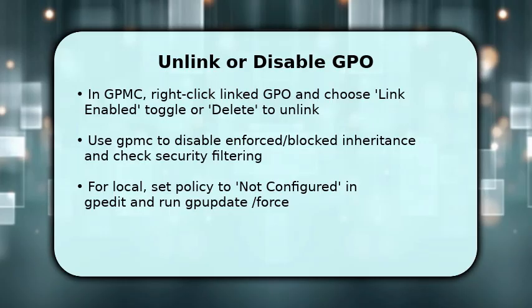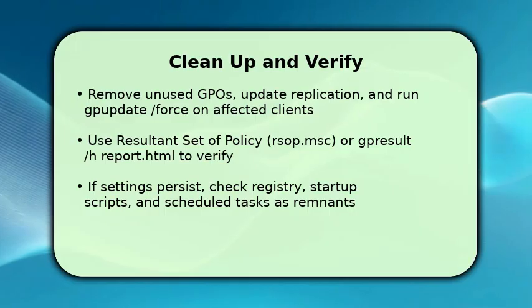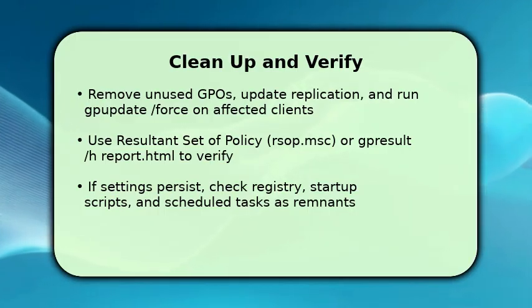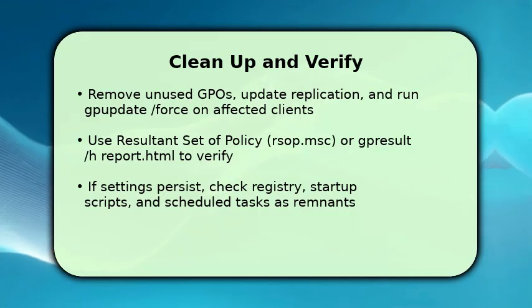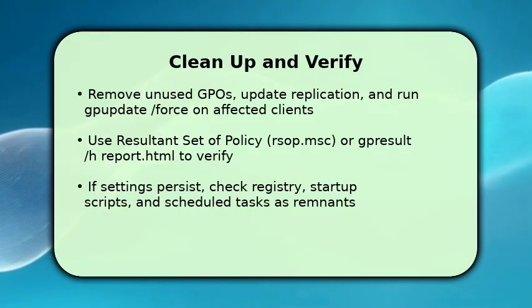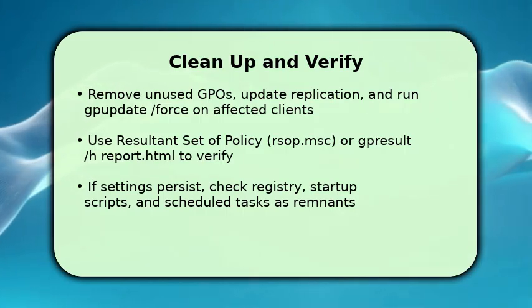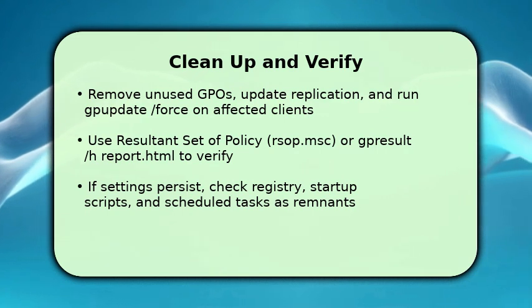Finish by cleaning up and verifying removal. You can delete unused GPO objects or move them to an archive container, then force AD replication and run gpupdate /force on target machines. Use rsop.msc or gpresult /h report.html to confirm the policy no longer applies. If users still see settings, check for remnants, registry entries, startup scripts, or scheduled tasks created by the policy. If problems persist, restore from your backup and diagnose the specific setting that didn't revert.